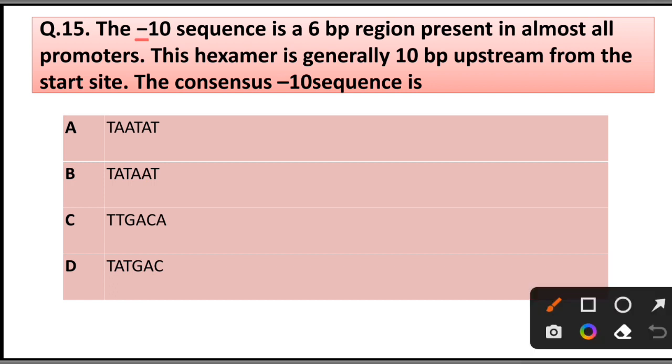Question number 15. The dash 10 sequence is a 6 base pair region present in almost all promoters. This hexamer is generally 10 base pairs upstream from the start site. The consensus sequence of the 10 sequence is. Answer is option B, TATAAT.